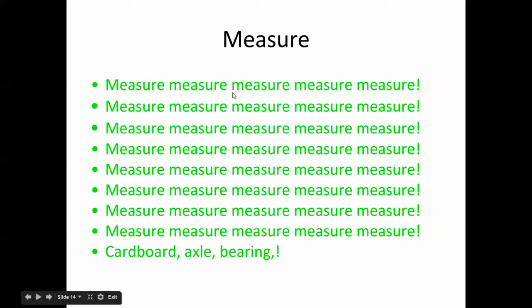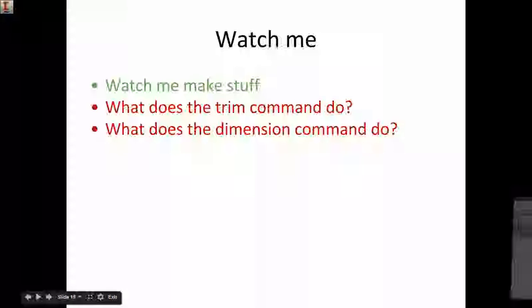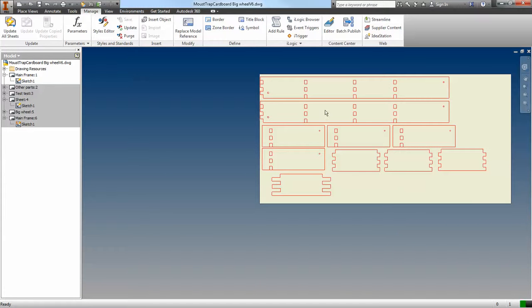Okay, make sure you measure. Measure your axle, measure your bearing, measure your cardboard, because everything you do is going to be based on it. Okay, so watch me do stuff. The idea is to build something like this. These holes are the right size, and these pieces go together. You've probably already seen my mousetrap car, so you kind of understand what these pieces are.